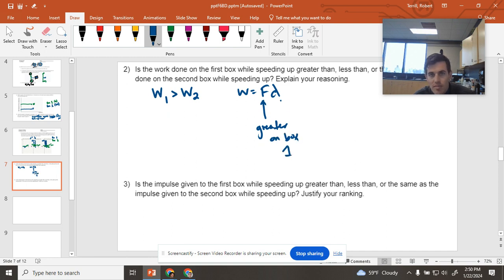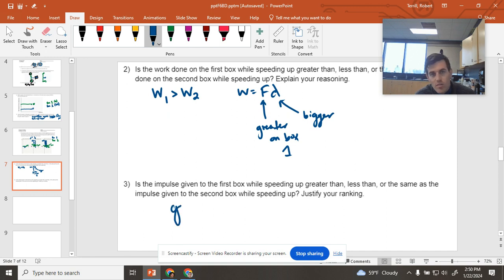And given the same amount of time, it would have traveled a longer distance because it was going faster. We proved that on the graph. So this was also bigger. So we definitely ended up with way more work being done on object 1 than on object 2. There you go.